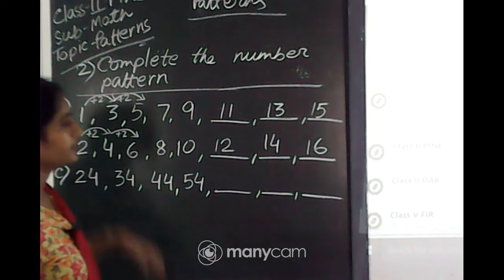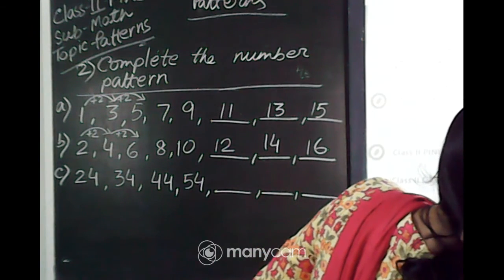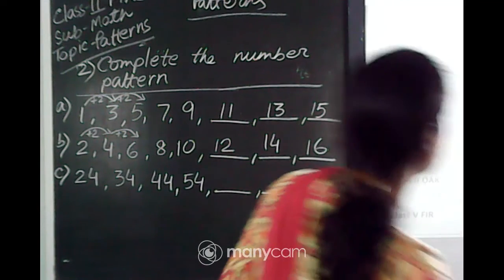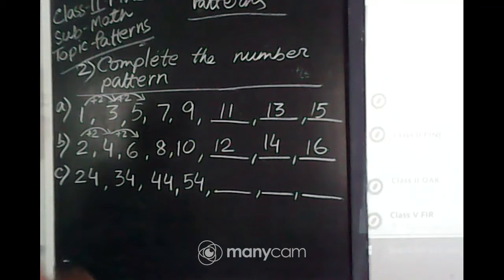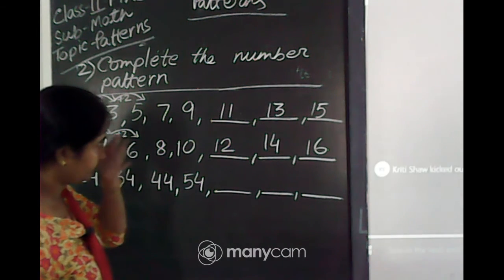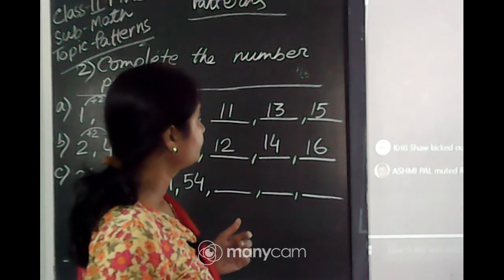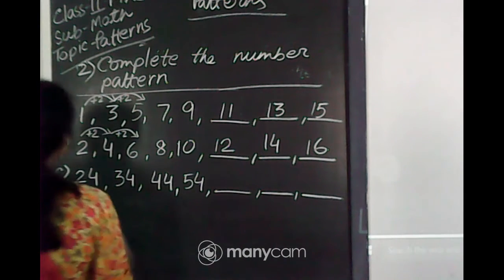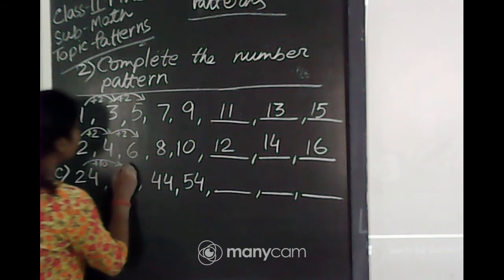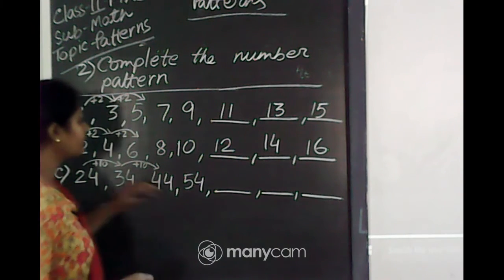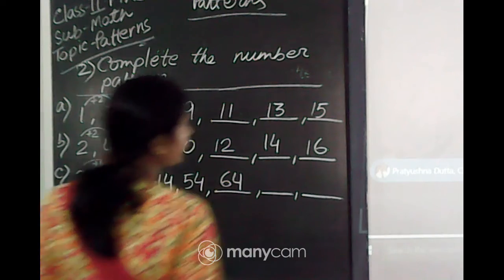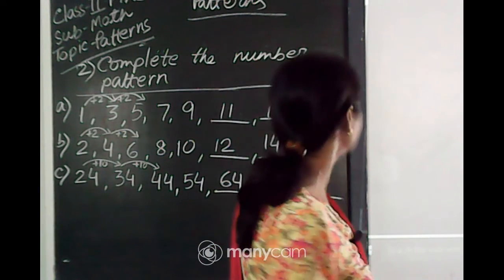24 plus 10. Next, 24 plus 10, 34. We add 10. 34 plus 10, 44. 44 plus 10, 54. 54 plus 10, 64. And 64 plus 10. Washim, very good.